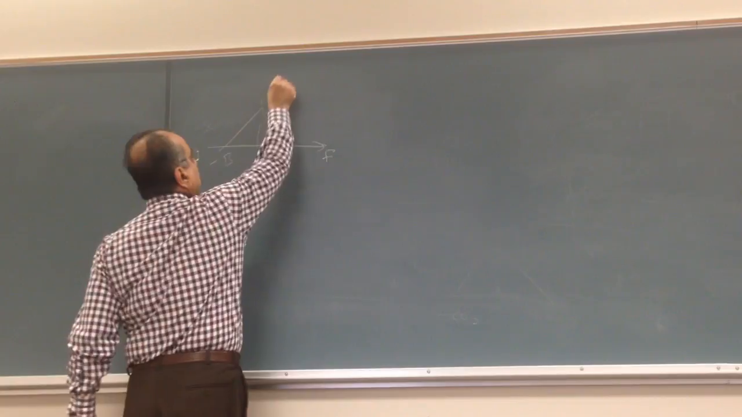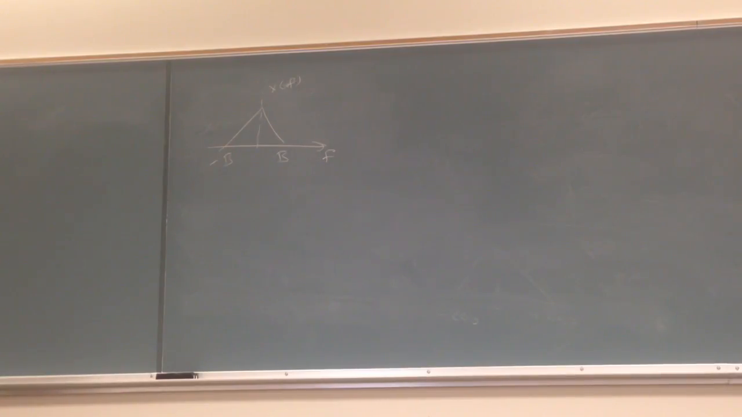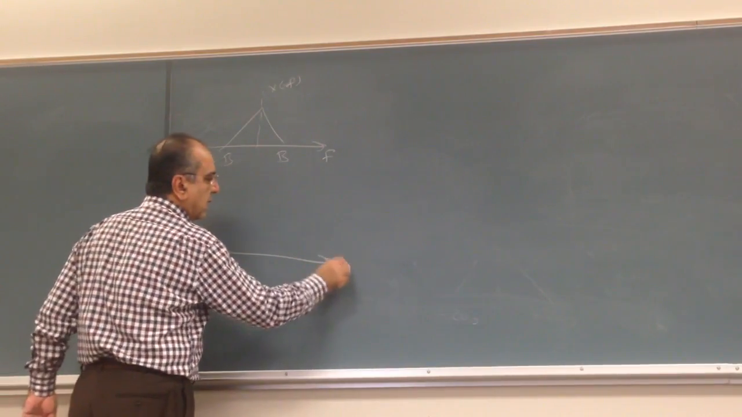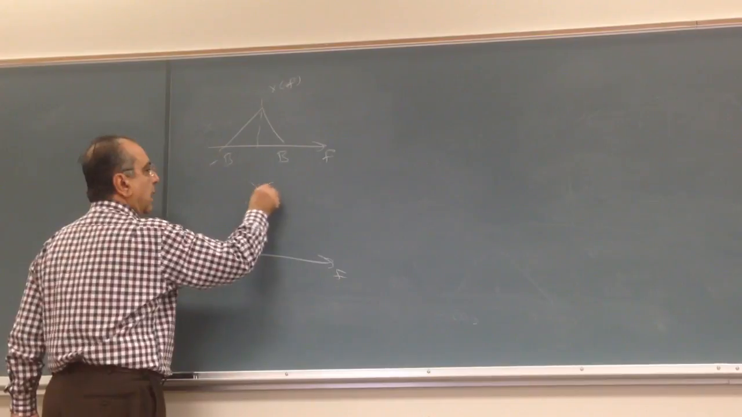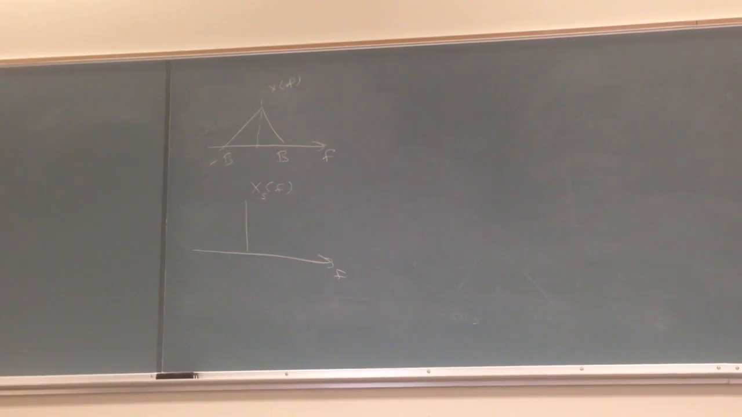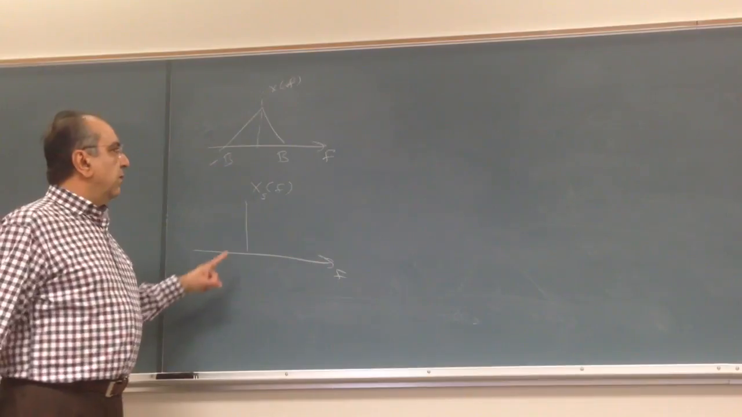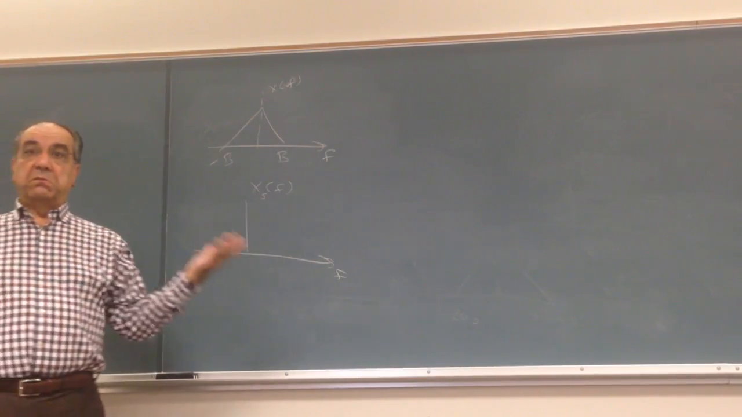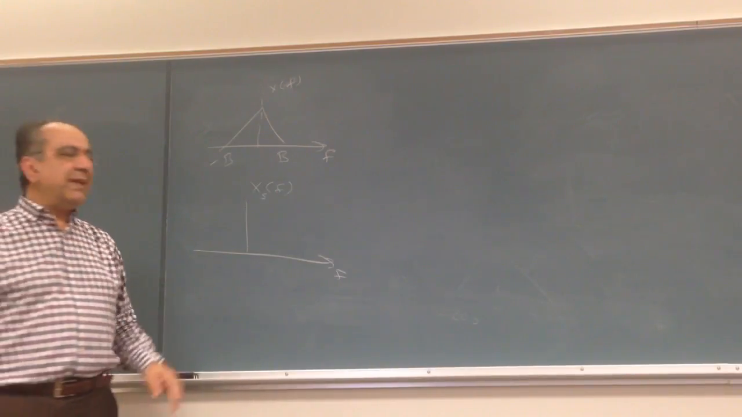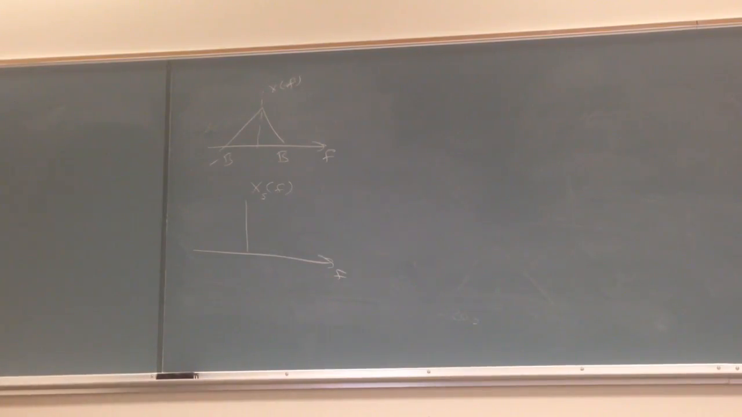Let's say this is x of f. And you sample this signal, that's ideal sampling, you use impulses to sample. What would be the Fourier transform of the sampled signal? This signal in the time domain would be like a sinc square. But when you sample that sinc square, you get a sampled version of the sinc square. What would be the Fourier transform of that sampled signal?